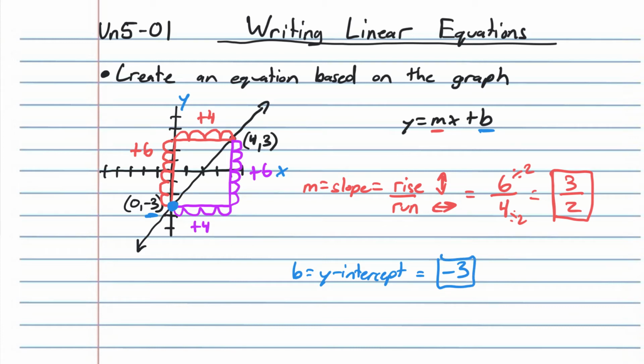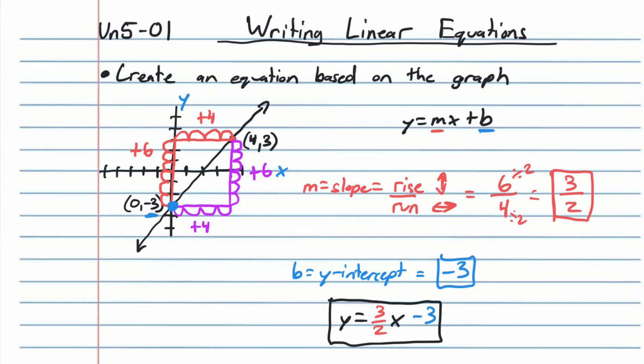Now we have all the information we need to write our equation, and we just write it and then we're done. So our equation is y is equal to our m, which we now know is 3/2, don't forget the x, and then b is -3, so -3. And there's our equation, right? That's the equation for the line that they gave us, okay?